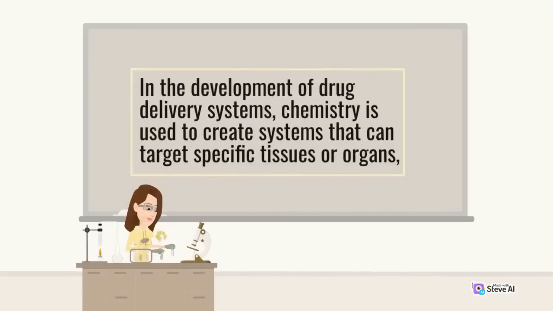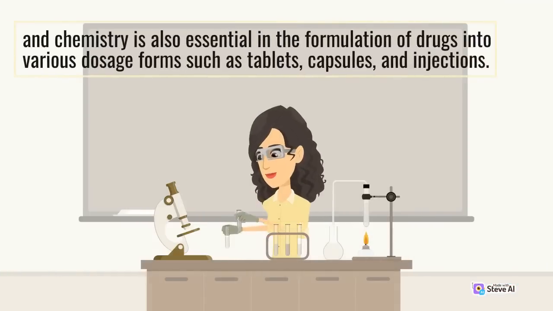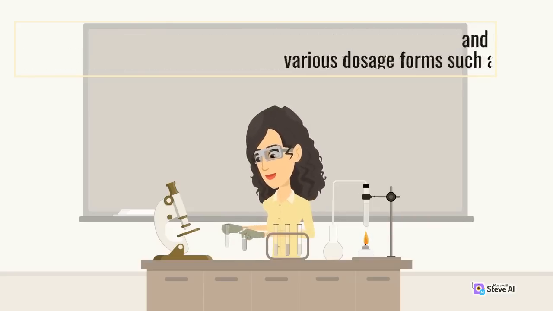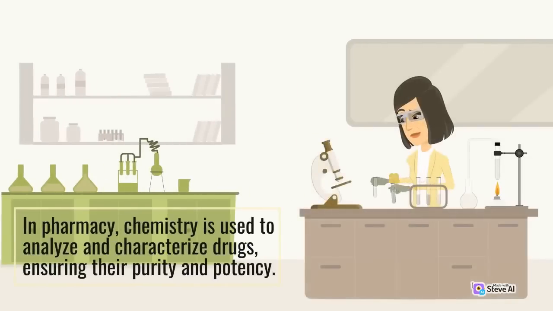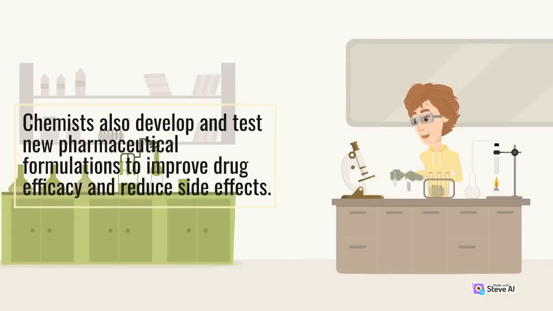In the development of drug delivery systems, chemistry is used to create systems that can target specific tissues or organs. And chemistry is also essential in the formulation of drugs into various dosage forms such as tablets, capsules, and injections. In pharmacy, chemistry is used to analyze and characterize drugs, ensuring their purity and potency. Chemists also develop and test new pharmaceutical formulations to improve drug efficacy and reduce side effects.